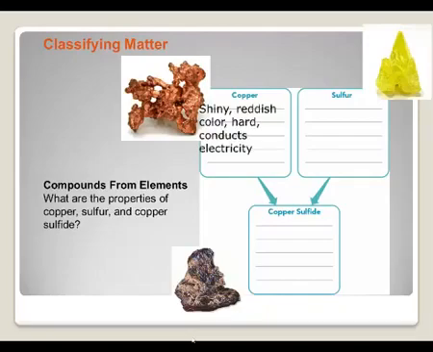Copper is shiny, reddish in color. It's hard. It conducts electricity really well. Sulfur, on the other hand, is yellow. It's kind of crumbly. If you rub it in your hand or push on it, it'll usually break off into little pieces. And it's really dull. When the two combine, they create copper sulfide. And copper sulfide is black, it's really flaky, and it also has kind of a metallic luster to it.